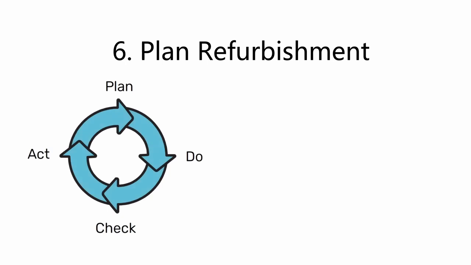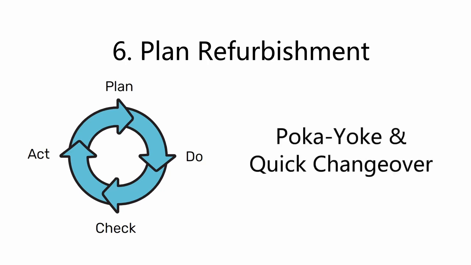Step 6. Plan refurbishment. Develop a phased refurbishment schedule covering item, labor hours, planned completion, and PDCA cycle stage. Look into poka-yoke and quick changeover and undertake this where necessary.